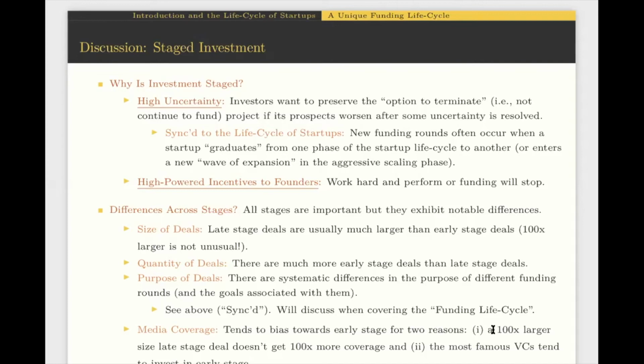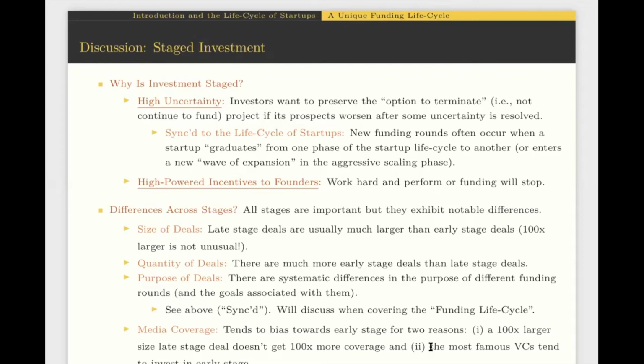And so because of that, you might get a bit of a sense from media coverage that most investment in startups is early stage. And that's not an accurate statement. Another reason why there tends to be a bias towards early stage is if you look at the most famous VCs, and generally the media coverage keeps track of the investment activity of different venture capital funds. The most famous VCs do tend to be early stage, like venture capital funds that focus more on making early stage investments than late stage investments.